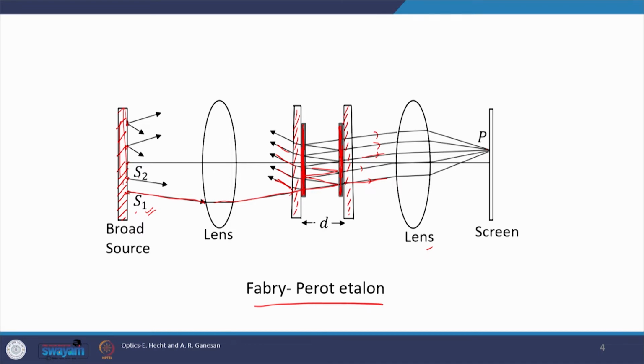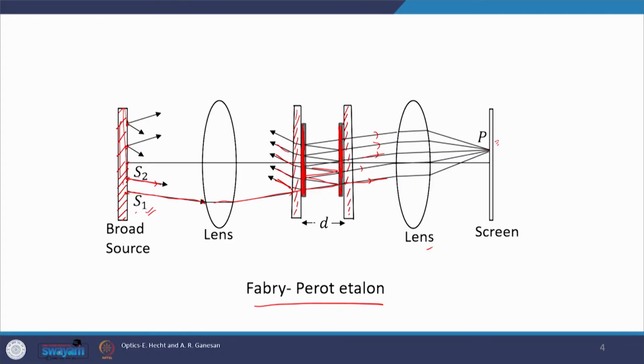Similarly, suppose there is another point source S2, which again emits a ray that falls on this spectrometer. The reflected and transmitted rays which originate from S2 would be mutually coherent, but the rays which originate from S1 would be incoherent with the rays from S2, because sources S1 and S2 are incoherent, they are not correlated.